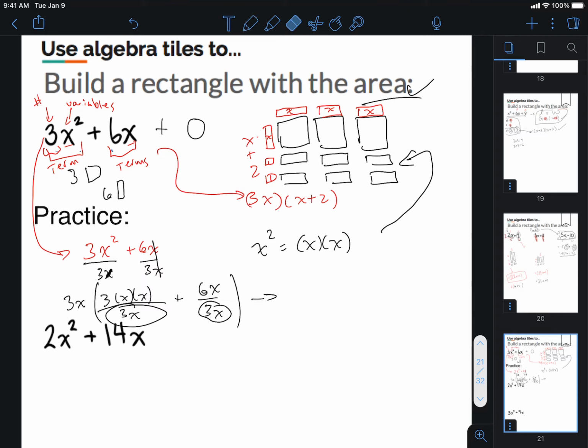And so if I look at what's gone on here, one of these X's cancels with one of those X's. 3 divided by 3 is 1, right? So I'm going to rewrite 3X as 3X multiplied by 1. And then all I'm left with in this piece is an X. And then 6, you can see here, X cancels with an X. And 6 divided by 3 is 2.